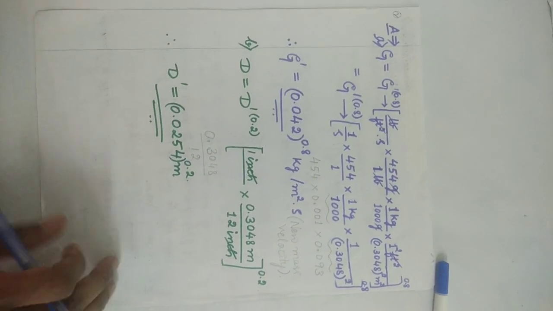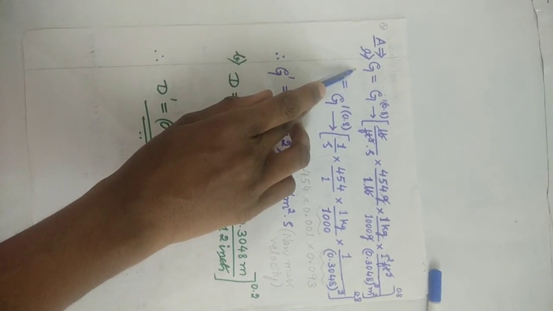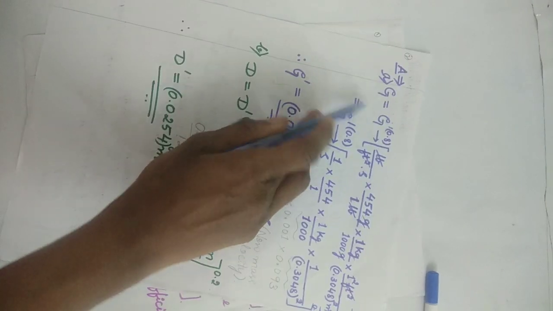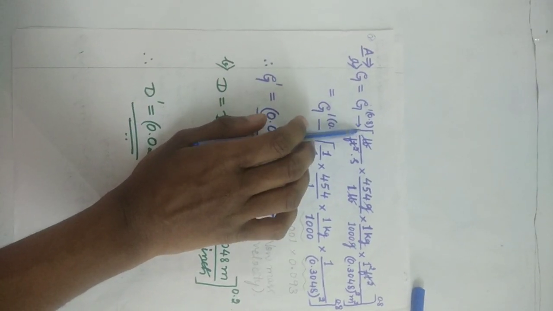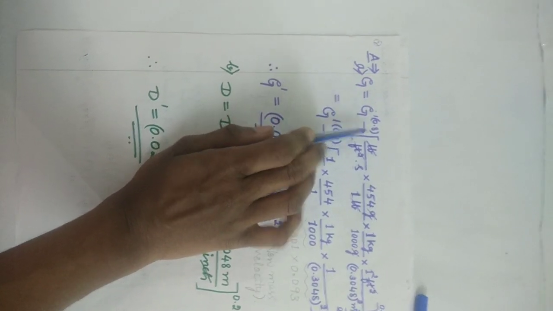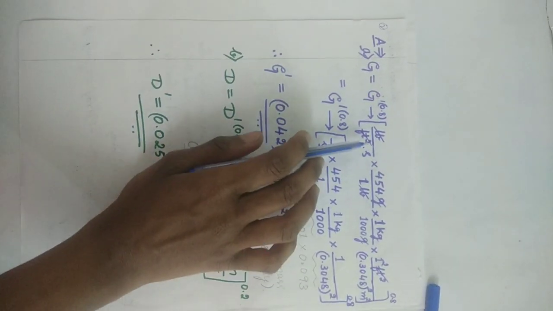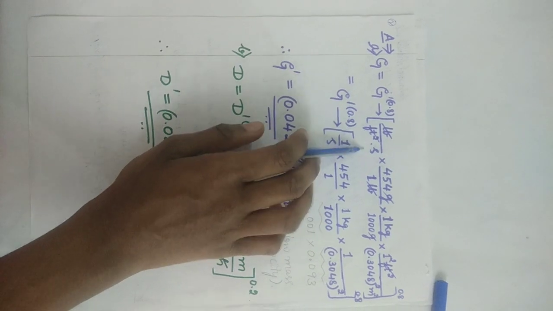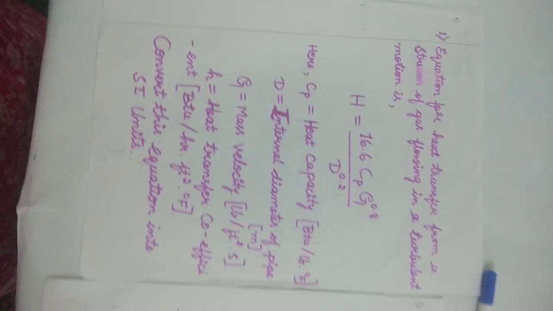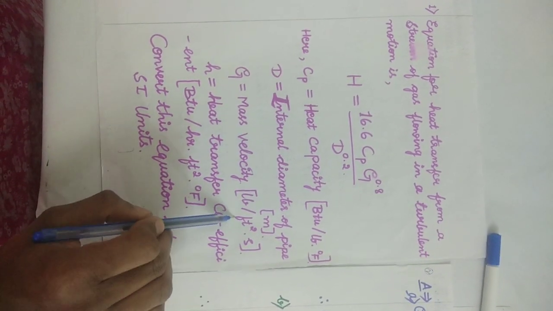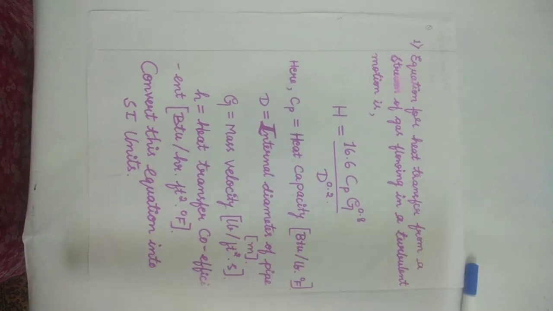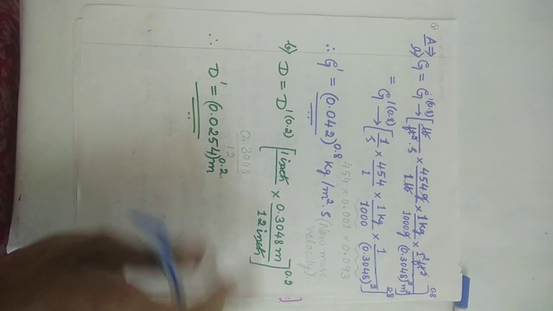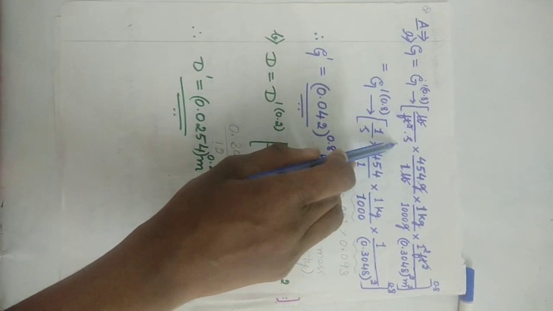See this one. Capital G we are finding first. So capital G equals capital G dash into 0.8. It is given, no, 0.8 is the power. What they have given is pound per feet square second, that is the mass velocity given as capital G. That's why we are converting it.